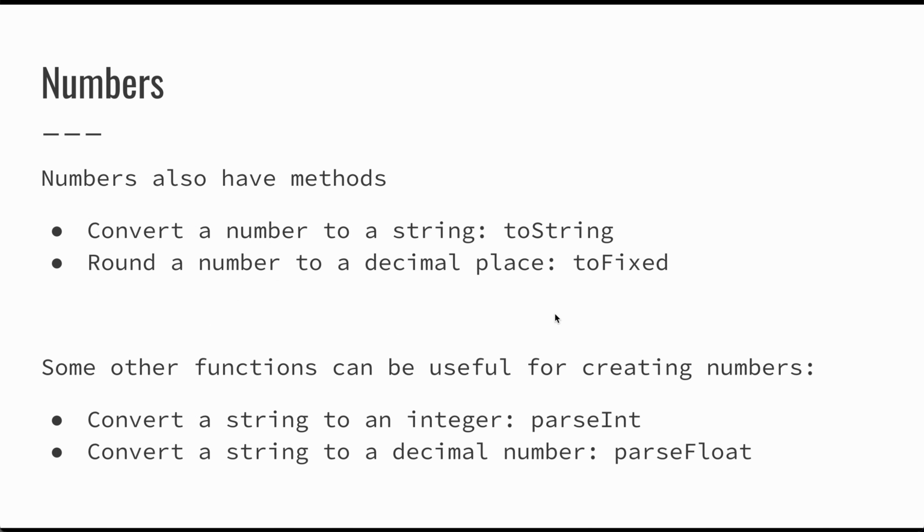And then everything in JavaScript is an object of some sort. So numbers have methods. You can convert a number to a string using toString, and you can convert a number to a particular set of decimal places using toFixed. So you have a couple of different abilities to modify your numbers using them just like objects. And then other functions can be useful for getting numbers from your code.